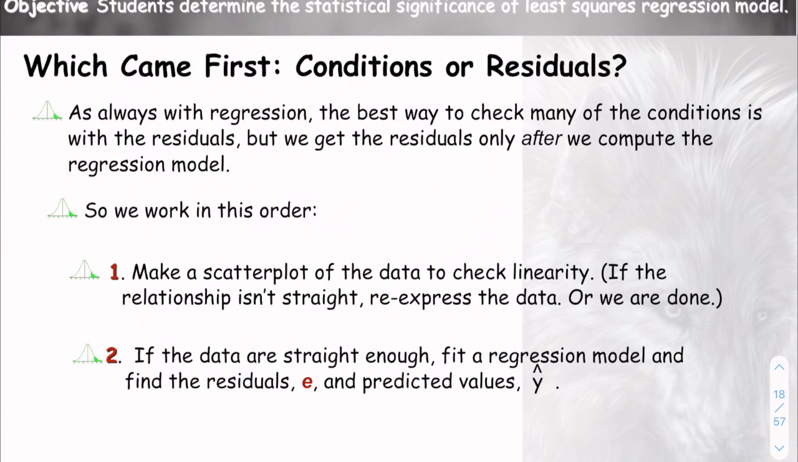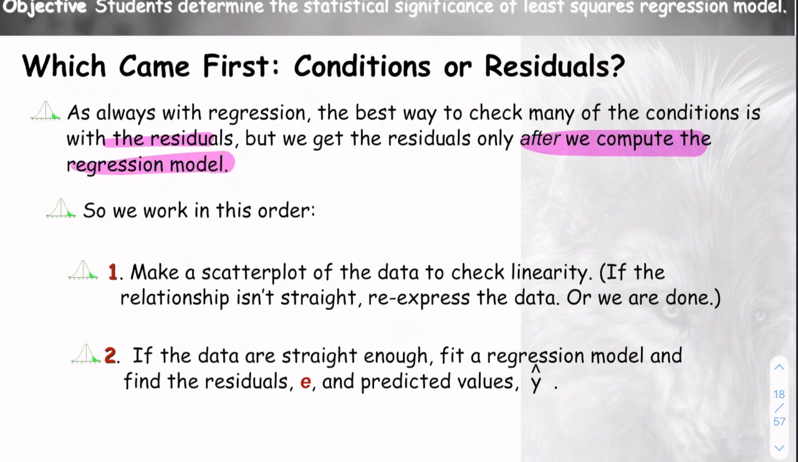Now you might be saying to yourself, we have a scatter plot, so we graph that. And if we're looking at the residuals, well, we had to fit a least squares regression model to that to get the residuals. So what came first, our conditions or our residuals? And that's a good question. So as always with regression, the best way to check many of these conditions is with the residual plot, but we only get the residual plot after we compute the regression model.